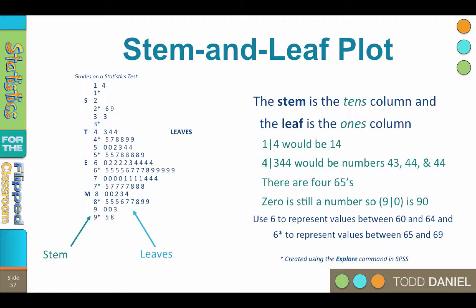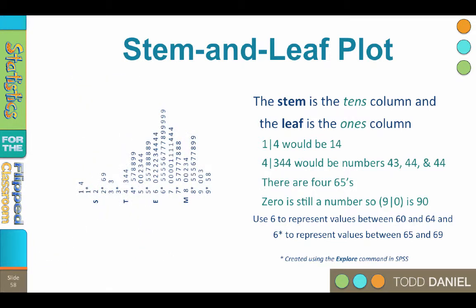Now finally, we want to see the shape of the data. To do that, we could turn the stem and leaf diagram on its side, and we have a histogram. We see both the shape of the data, in this case, negatively skewed, and we keep the individual scores.